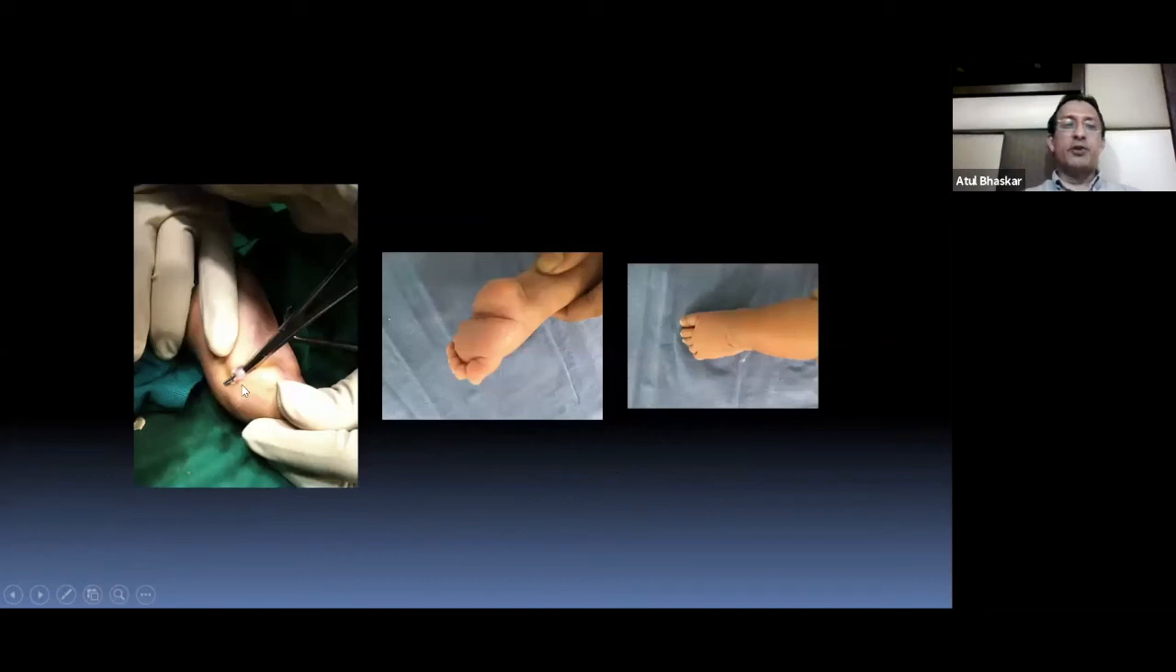This is the technique of tenotomy. You can also do what is called a forceps assisted tenotomy. This is the atypical clubfoot. You can see the deep crease. Again, the protocol is the same, except here you can do a tenotomy much earlier and then start casting.